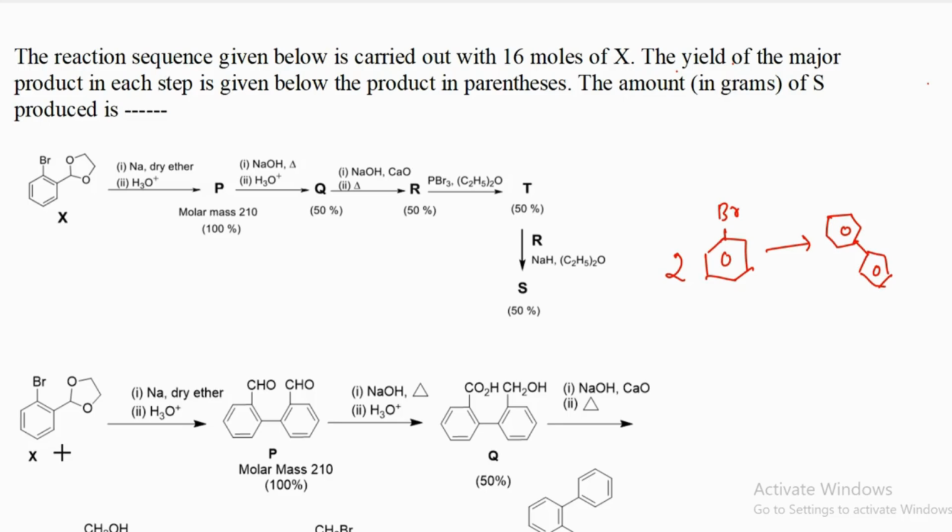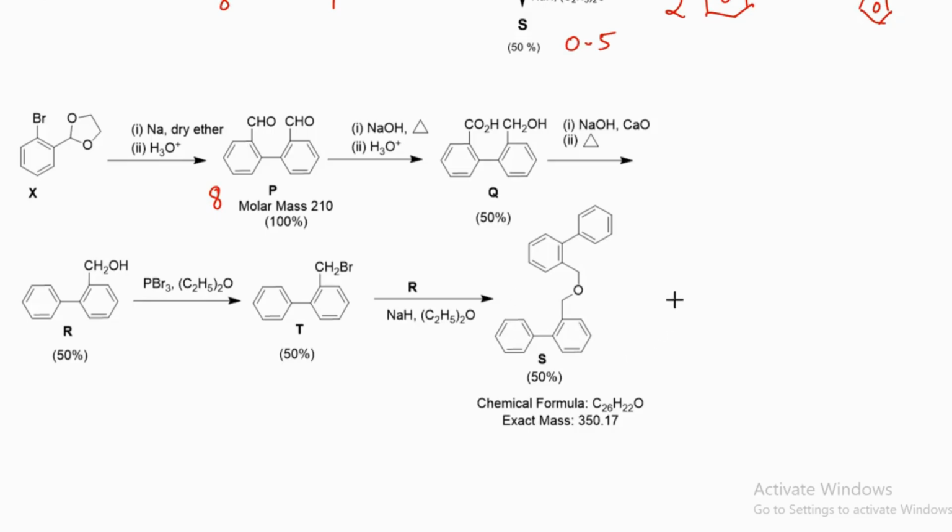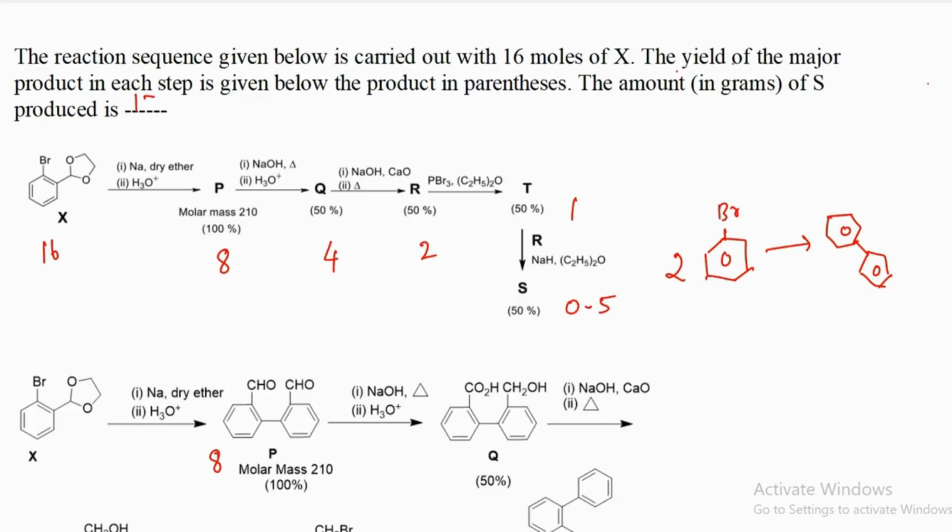So that means 16 moles will give 8 moles. Understand it? So 16 moles forms 8 moles. And here P to Q is 50%. That means 8 to 4 moles. Again 50%, this is 2 moles. Again 50%, this is 1 mole. Again 50%, this is half a mole. So that means the S compound is formed in the amount of 0.5 moles. Now they are asking in grams. So what we have to do is 0.5 into 350, that means around 175 grams is the answer. So here this is 175 grams.